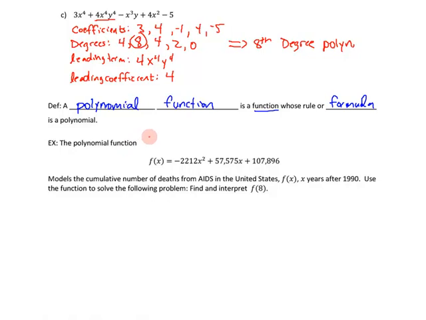This polynomial function models the cumulative number of deaths from AIDS in the United States, f of x years after 1990. We want to use the function to answer the question. What do we mean by f of 8? So find the value of f of 8 and interpret what that means. Okay? So first of all, f of 8 just means plug in 8 for x.